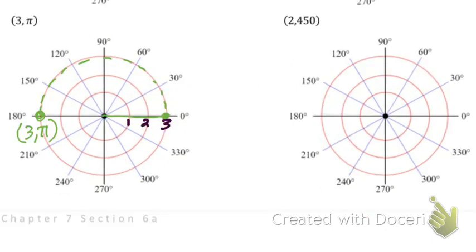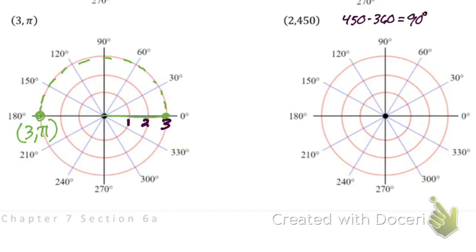450 is bigger than 360 degrees, so that means you're going to go all the way around and then keep going. So rather than doing that, we're just going to see how many extra circles there are in there. We're going to take the 450 and subtract 360 from it, and we're going to come up with just 90 degrees.